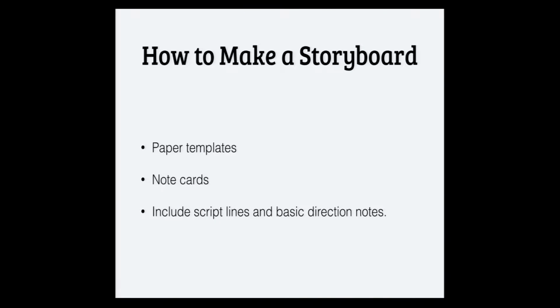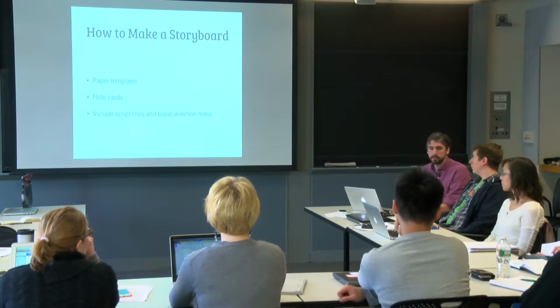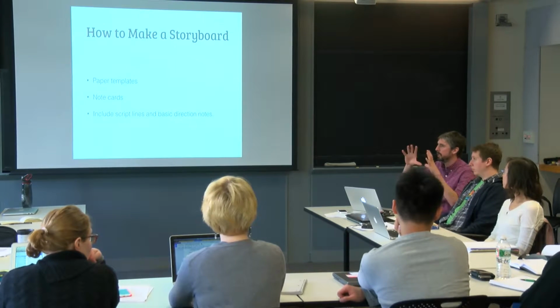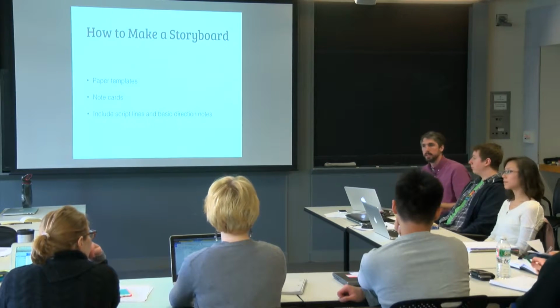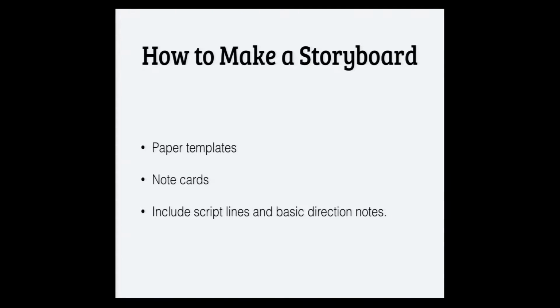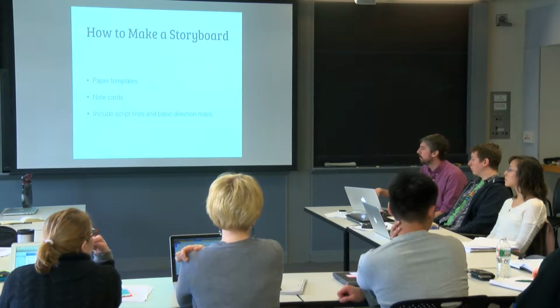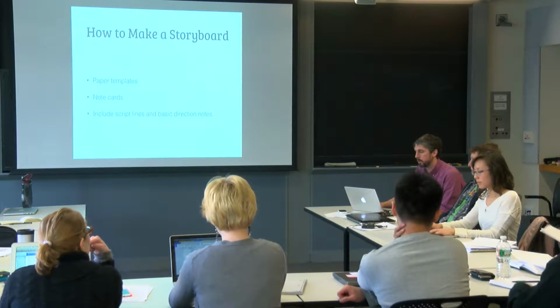All right. So how to make a storyboard? We brought some paper templates. You can use note cards. We don't use note cards, but it's actually an interesting idea, which is that if you put one scene or one shot on each card, you can start moving the cards around on the wall, which might be an interesting way to do it. And each frame should include the script line and basic direction notes. We don't always do that, but at minimum we include the script line that's coordinated with the shot.